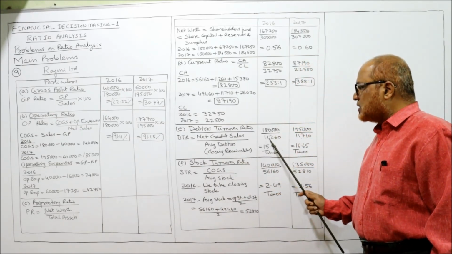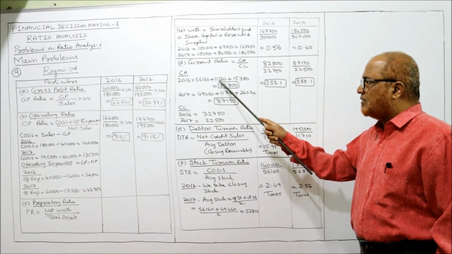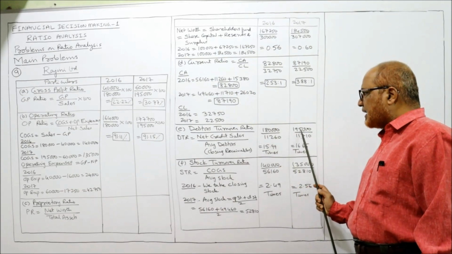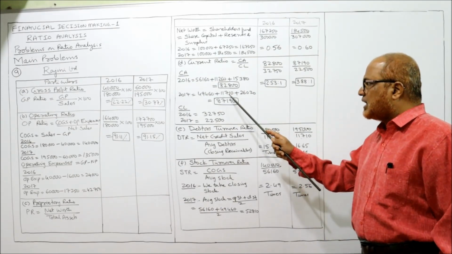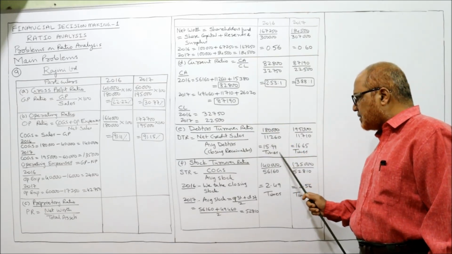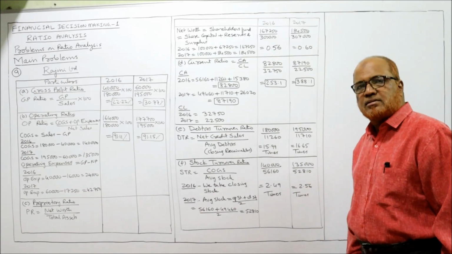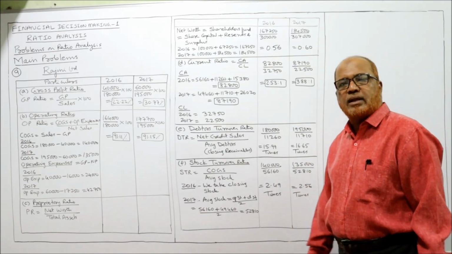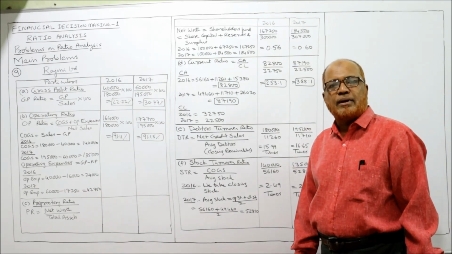Closing receivables we will take. So 1,80,000 divided by 11,260. This is 11,260. Then 1,95,000 is the sales, 11,710. These are the receivables. So 15.99 times and 16.65 times. This is the debtors turnover ratio. 5 ratios we have completed.